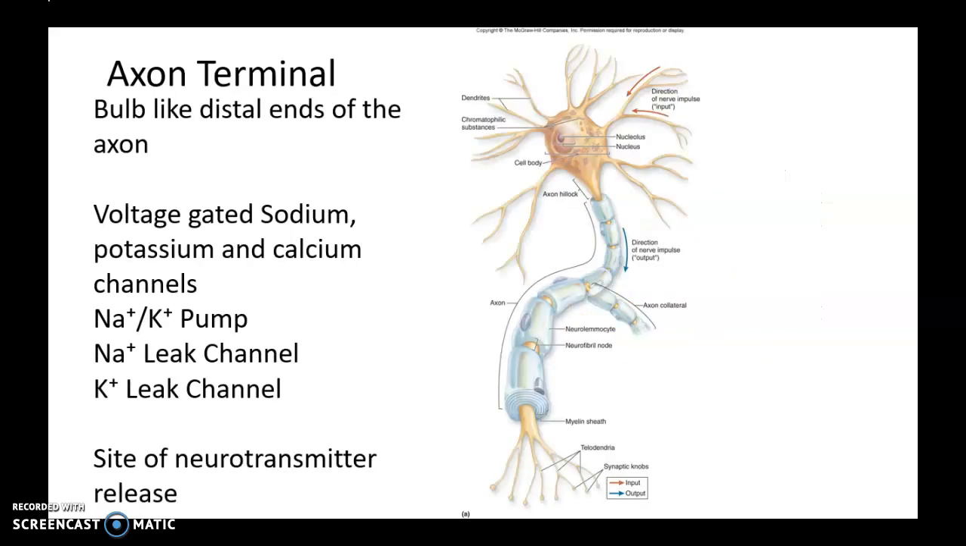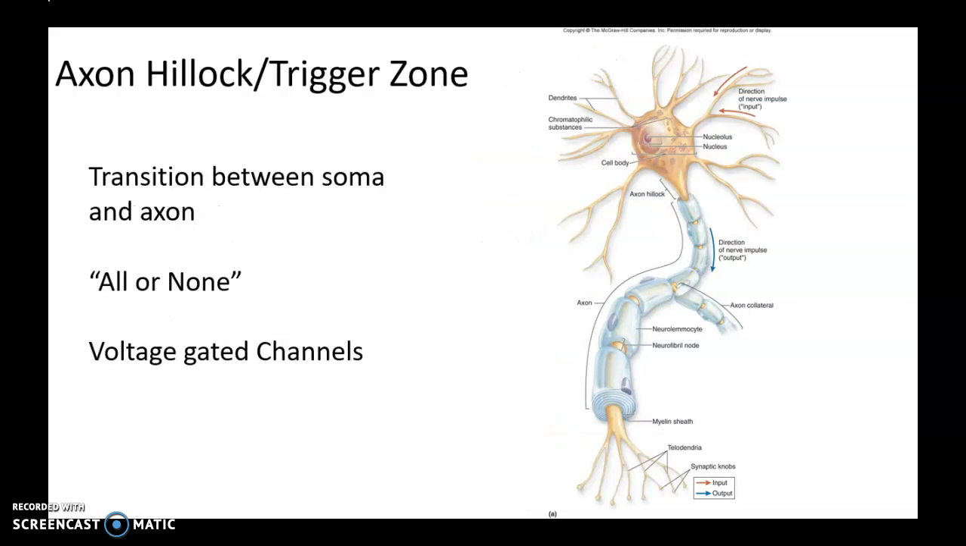Okay, so looking at the axon terminal, those are the bulb-like distal ends of the axon. We have voltage-gated sodium, potassium, and calcium channels here. And then we also have sodium-potassium pump and the leak channels here. And this is a site of neurotransmitter release. This is where the neurotransmitter acetylcholine or other neurotransmitters are released.